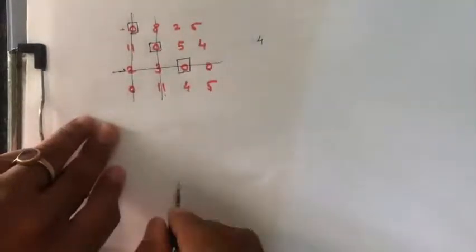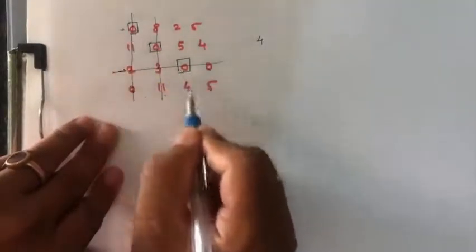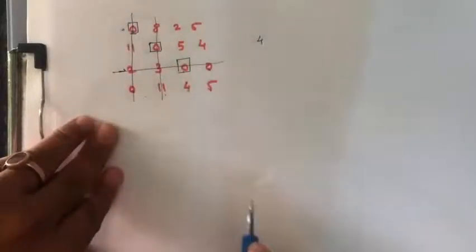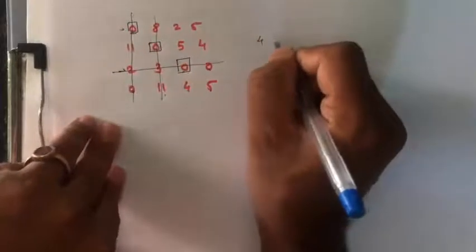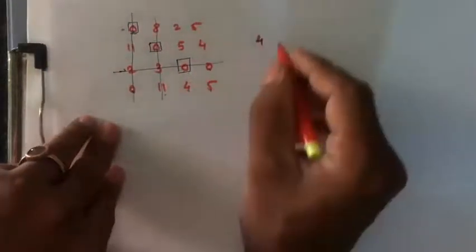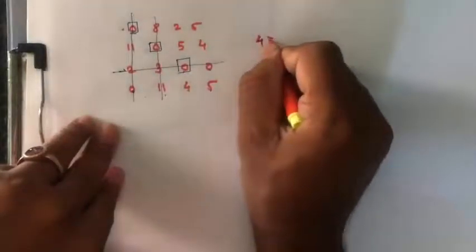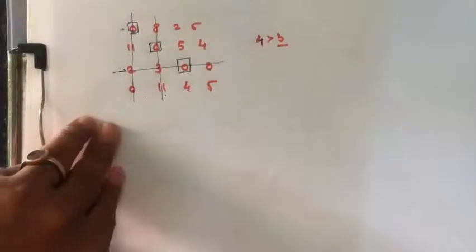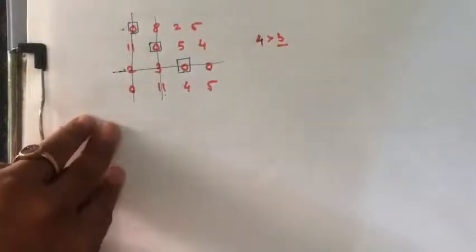So there are 4 rows. And after that, what are the square zeros here? First, second and third, only 3 square zeros are there. So we have 4 rows and only 3 square zeros. That means our number of rows is not less than or equal to the number of square zeros, so we go for step number 4.